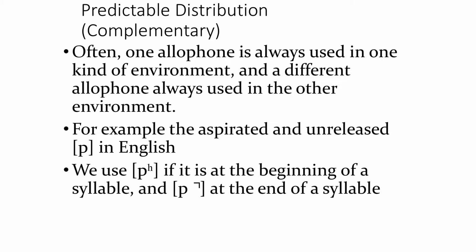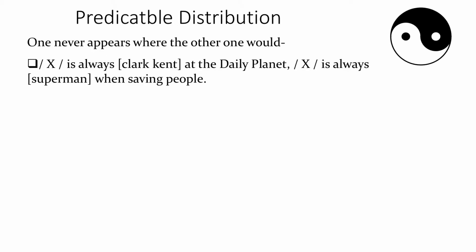There's this clear pattern. It's non-contrastive. I could switch out one for the other. It wouldn't change the meaning of the word, but it is predictable. I always know I'll find one variant here and the other variant there. I'll never find that one in this one's territory. I'll never find this one in that one's territory.